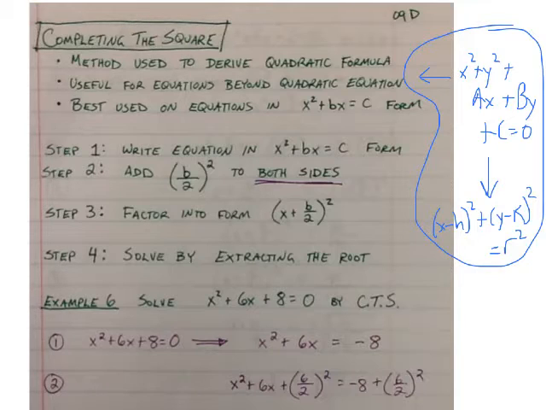So I say that completing the square is best used for equations that are in the form of x squared plus bx equals c.